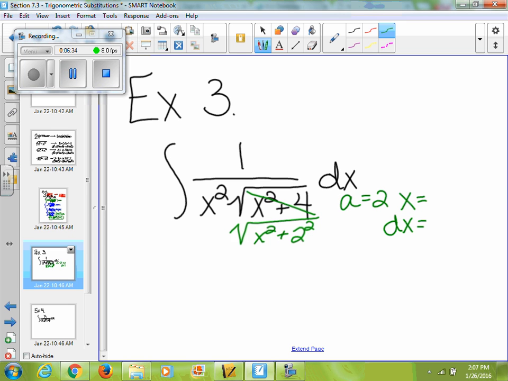Since I have x squared plus a squared, what am I going to use for my x? Tangent, so a times tangent, so 2 times tangent of x. And what's the derivative of tangent of x? The derivative of tangent is secant squared of x.